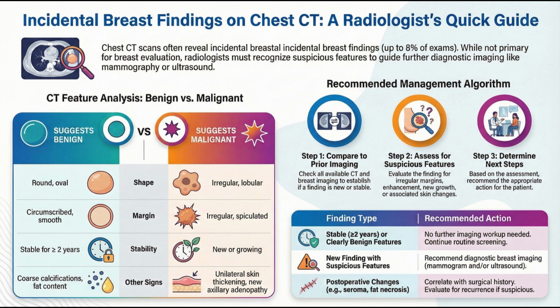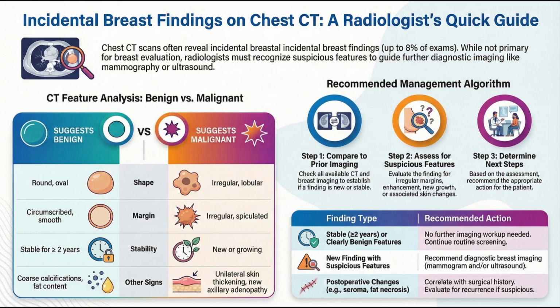Okay, let's set a scene for you. You go in for a chest CT scan. Maybe it's for lung screening, maybe a persistent cough. You're on the table, the machine does its thing, and that's that. And then the radiologist is scrolling through the images. They're looking at the lungs, the heart, the spine. The usual suspects. Exactly. And suddenly, something shows up.